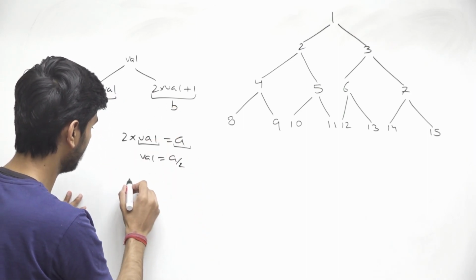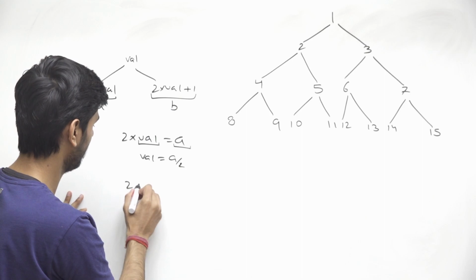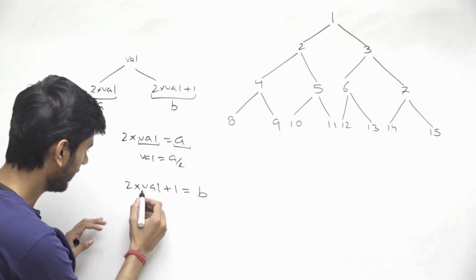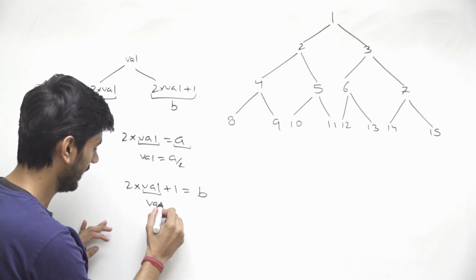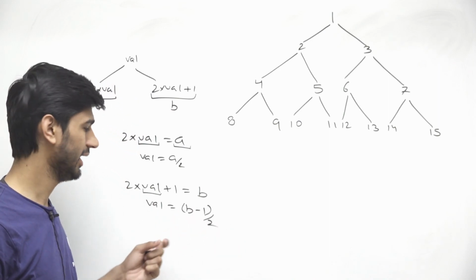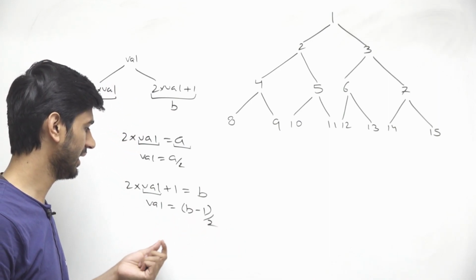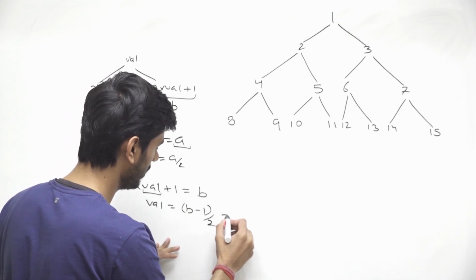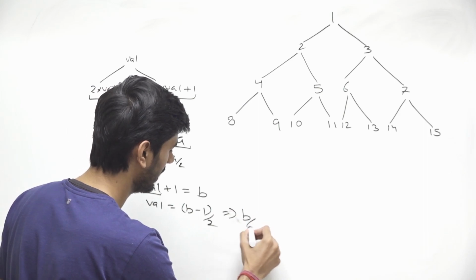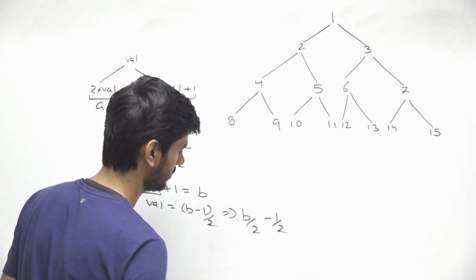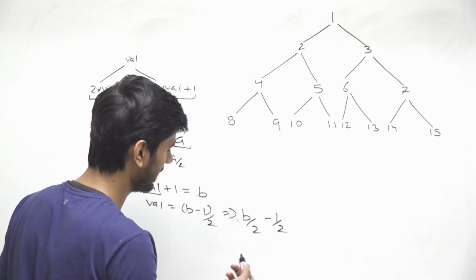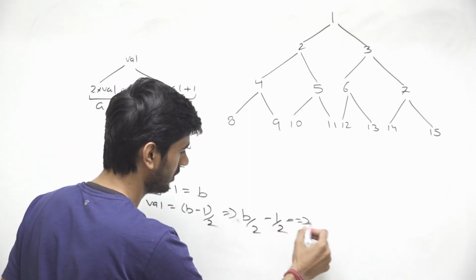Similarly, if we talk about the right child, then 2 into val plus 1 will be equal to b. If we are interested in val, then val will be equal to b minus 1, divided by 2. If we open this up, it will be equal to b by 2 minus 1 by 2, that is, minus 0.5. If we are doing an integer division, this will be equivalent to b by 2.